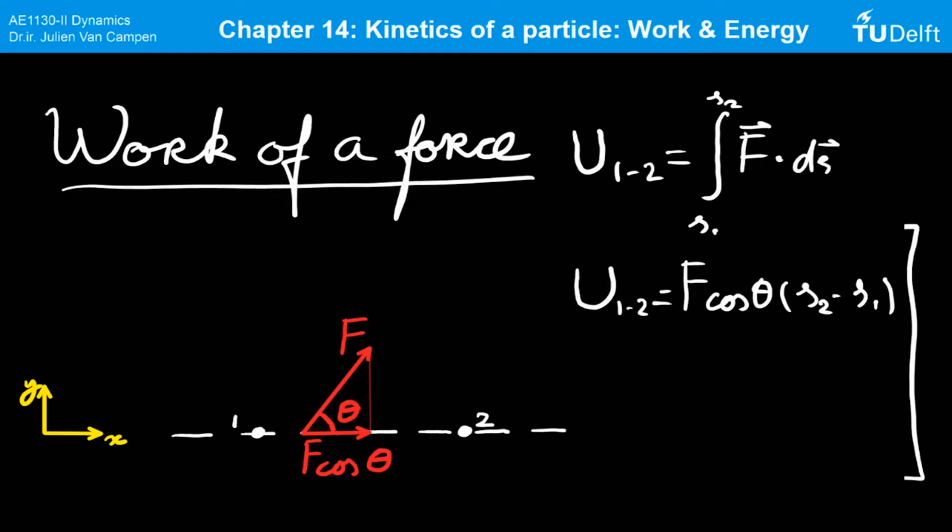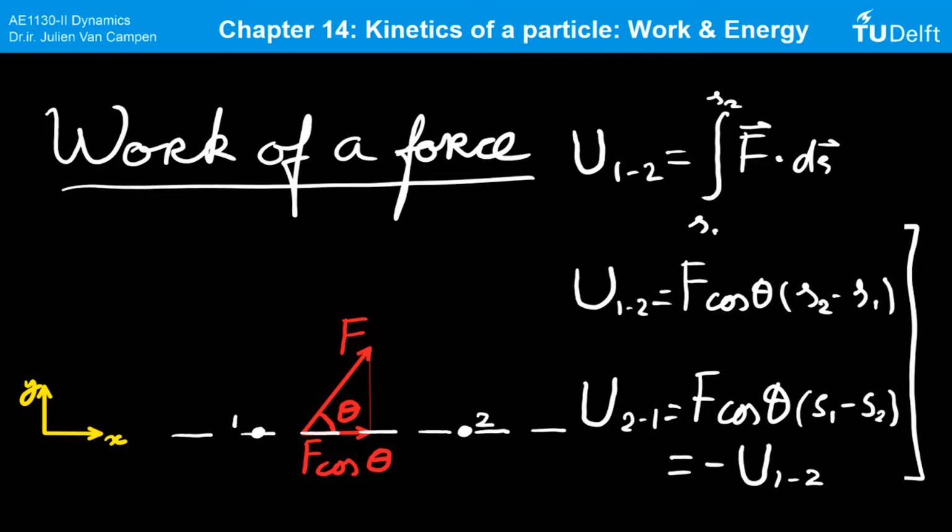In the event the component of the force tangent to the path and the displacement are in opposite direction to each other, the work done becomes negative. This can easily be seen when I would move the force from point 2 to point 1. The work done going from point 2 to point 1 equals F cosine theta (S1 minus S2), which equals minus the work done going from point 1 to point 2.